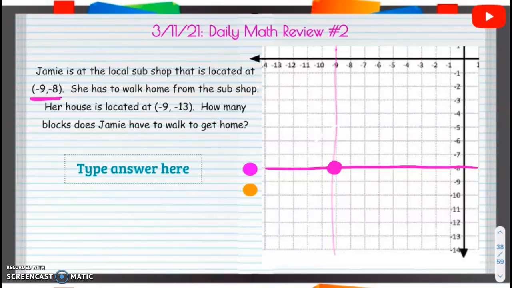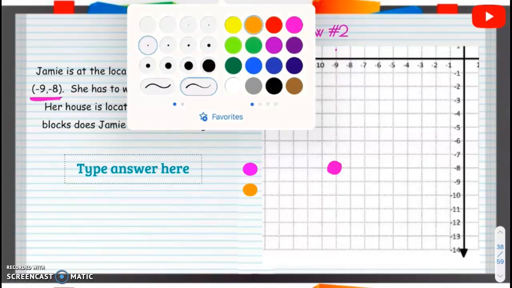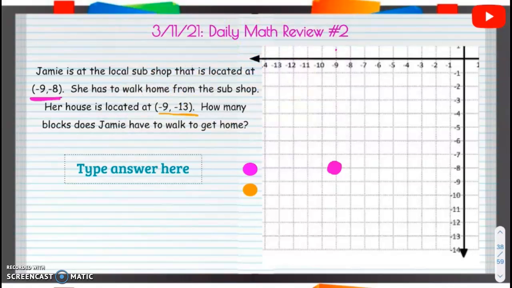Alrighty. Then the next one, let's do an orange. So her house, -9 is that x-axis. So again, -9. And -13 is the y-axis. So there we go.